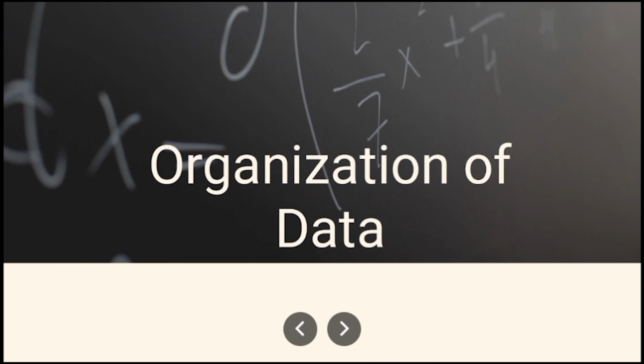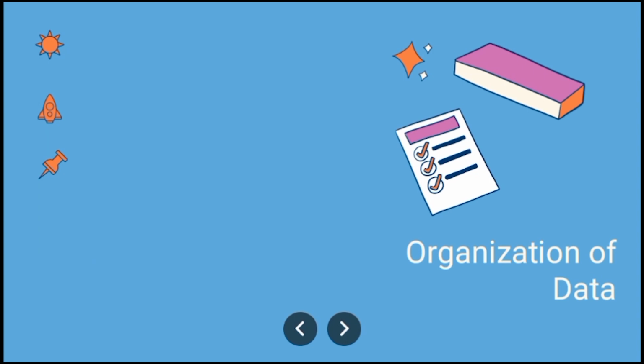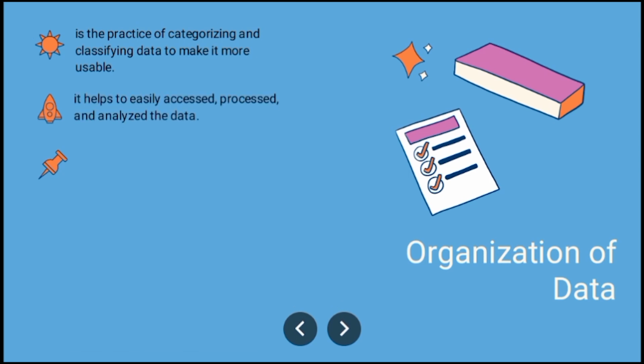So, we will start our discussion. Organization of data. Organization of data is a practice of categorizing and classifying the data to make it more usable. It helps to easily assess, process, and analyze the data. For example, we can easily identify if that data is a part of a plant, a part of a thing, or a part of a place. So, using the organization of data, we can easily assess, process, and analyze the data based on their category.